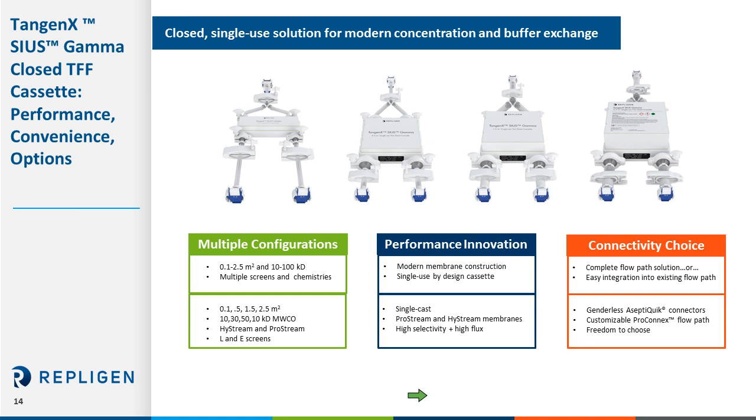So in summary, the CS Gamma is the latest step forward for the TangenX TFF product family. A wide selection of 64 configurations across multiple surface areas, multiple membrane pore sizes, membrane chemistries, and screen channels provide you with the options you need to address diverse processes. And of course, at the heart of the product, we have the ProStream and HighStream membranes created by using our single cast technology for a unique combination of both selectivity and flux.